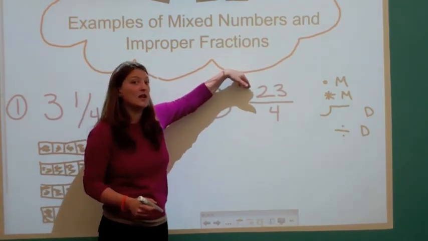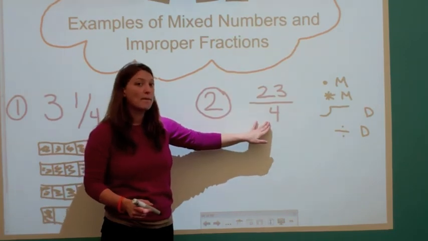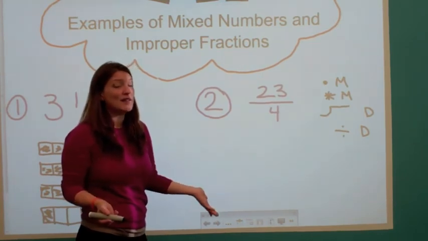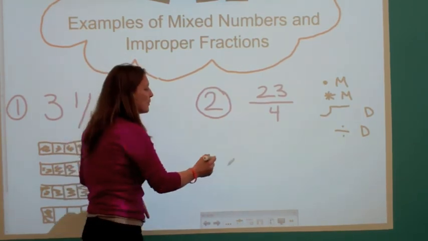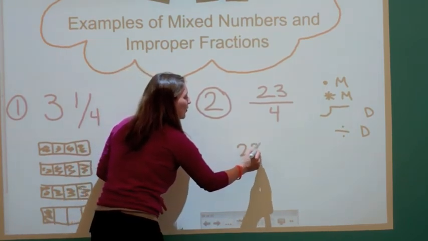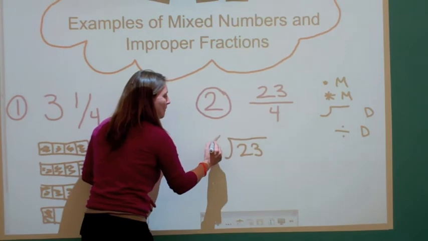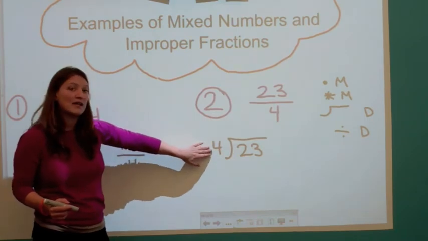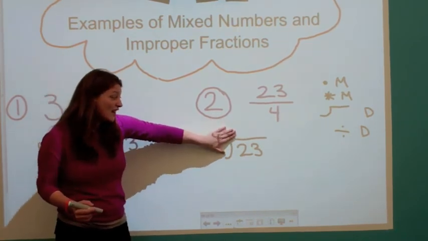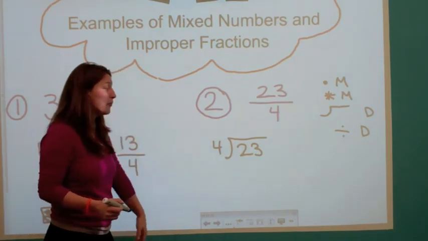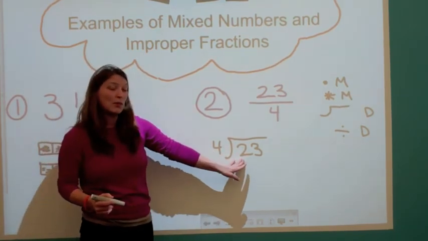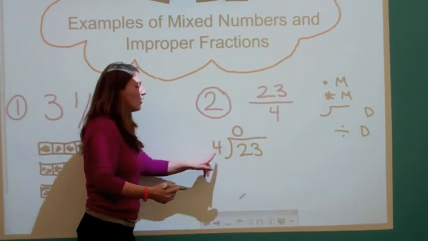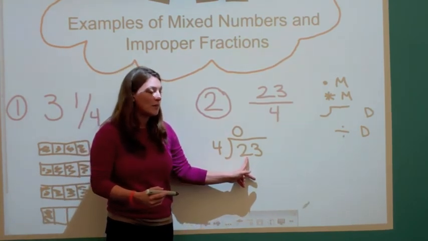So 23 divided by 4. So I want to write that in a way that I can really do my division. And since we've learned how to do long division, I'm going to write it like this. 23 divided by 4. So my denominator is also my divisor. So then I figure out my long division problem. And for this case, it's how many times does 4 go into 23? Well, 4 goes into 2 0 times, right? A large number cannot go inside of a small number.